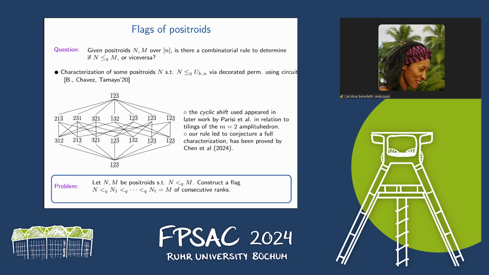So one problem we faced in this work was: if you give me two positroids on the same ground set, and I know this positroid N is a quotient of this positroid M, say N has rank 3 and M has rank 11, whatever, it doesn't matter, can you actually give me a chain of positroids of ranks 4, 5, 6, up to 11, such that you have a full flag of positroids? In other words, if you want to think in terms of posets, can you always build this poset so that you get a graded poset? That's something I don't know the answer to yet.